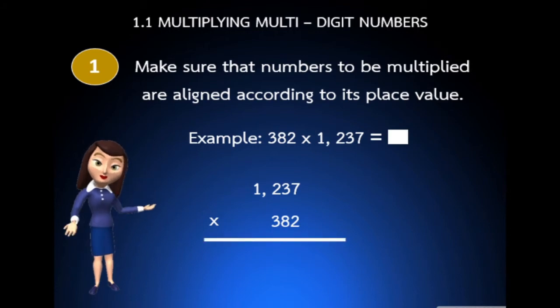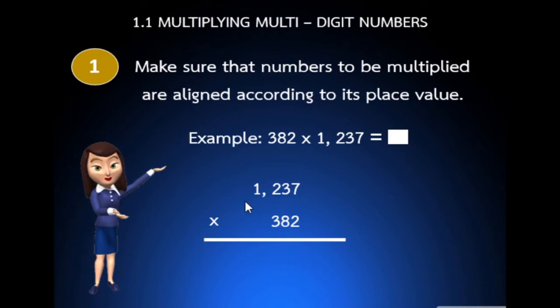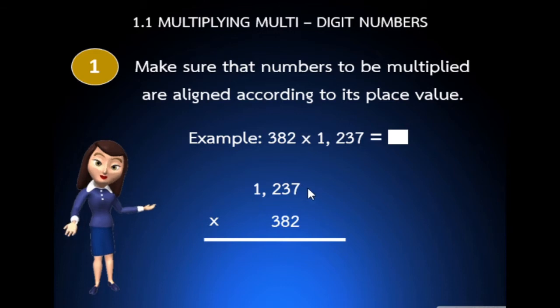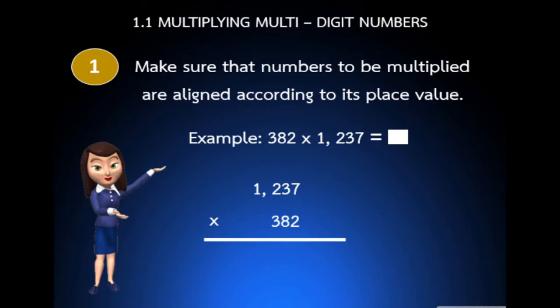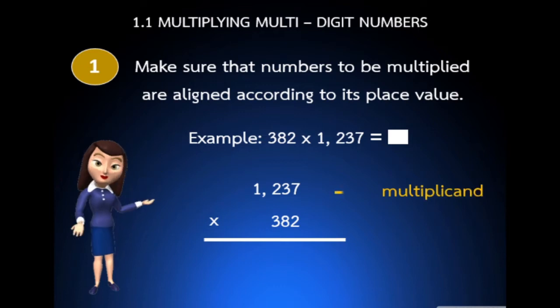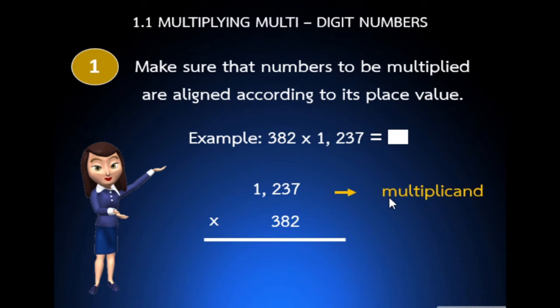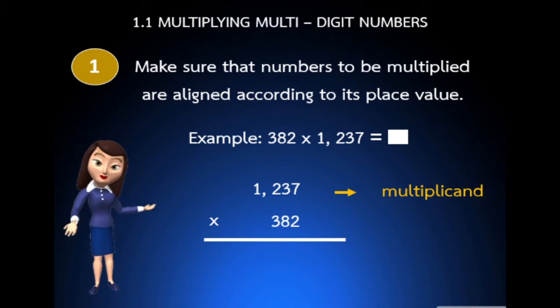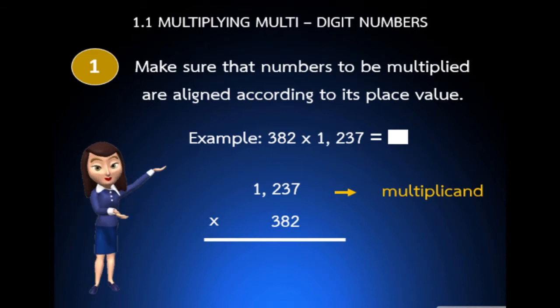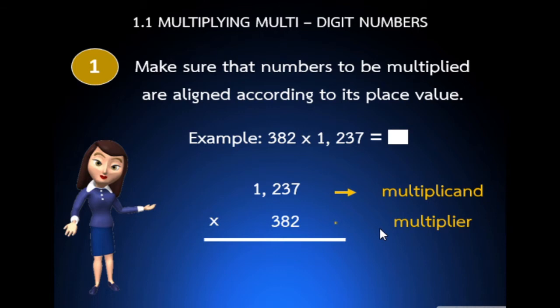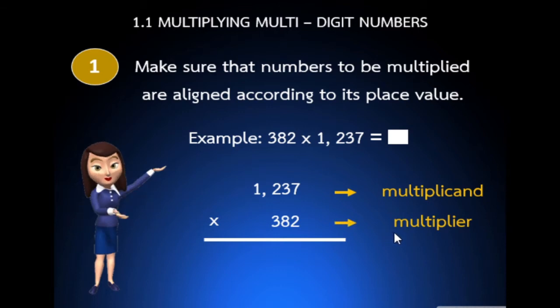When multiplying numbers, we need to identify their parts. 1,237, or the number at the top or above, is called multiplicand. Can you repeat after me? Multiplicand. Very good. And the number below, it's multiplier. Multiplier.